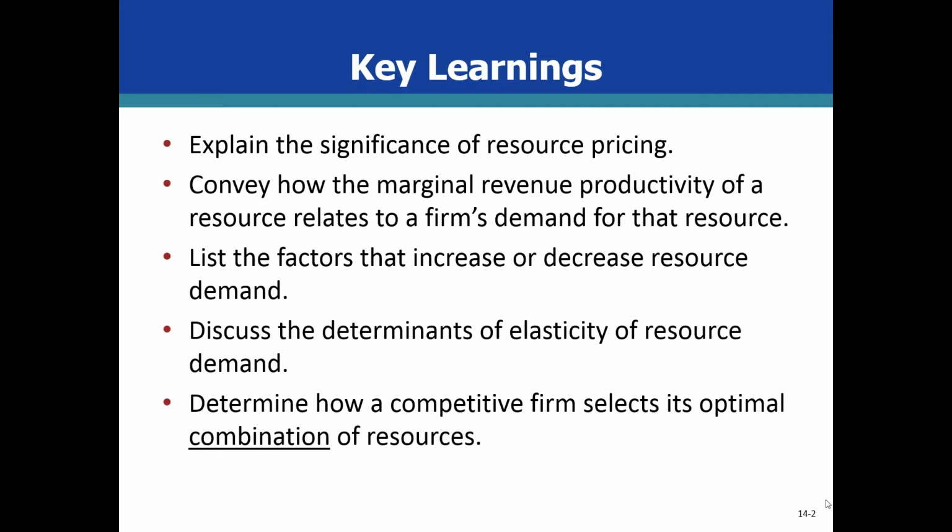We'll convey how the marginal revenue productivity of a resource relates to a firm's demand for that resource. We're going to list the factors that increase or decrease resource demand and discuss the determinants of elasticity. Importantly, we will determine how a competitive firm selects its optimal combination of resources. In addition, we'll discuss how the optimal mix of labor and capital is determined.